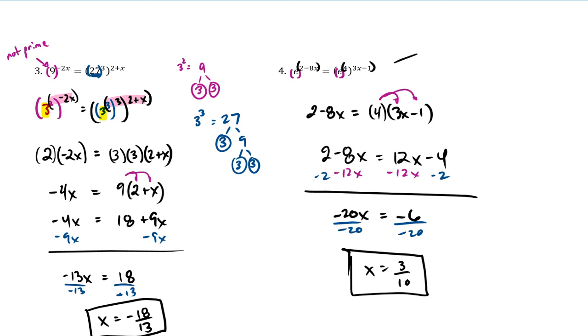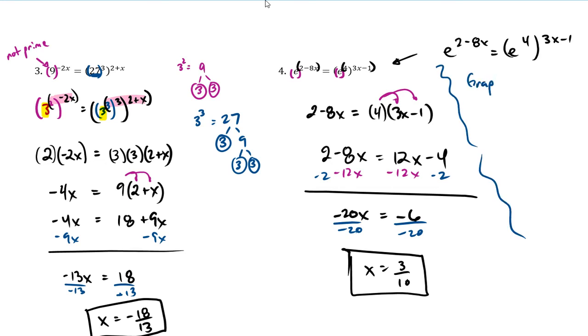Okay, so the other way that you could do these problems, I like to do it by hand. I think it's a little faster if we catch on to it. The other way we could do this is using a calculator. So let me just rewrite, let's check this one. Okay, so it looked like this before I did anything to it. What we can do is graph y equals this left side, e to the 2 minus 8x. And we could also graph the right side, e to the 4, to the 3x minus 1. So we could graph these two.